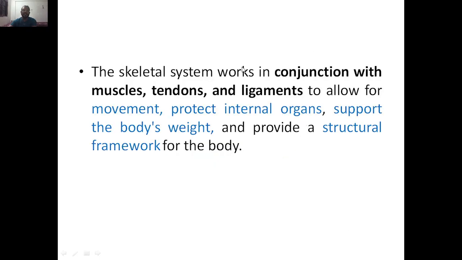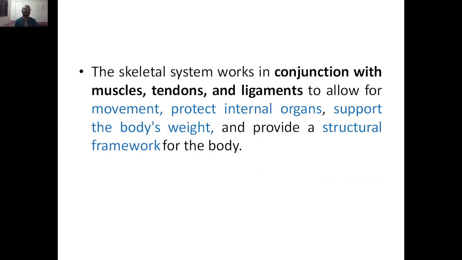So the skeletal system works in conjunction with the muscles, tendons and ligaments. That means the skeletal system, in order to perform its proper function for our whole body, has to combine with the muscles and the tendons, where tendons will bridge the gap between the bone and the muscles. And then the ligaments play a very important role. That means they will restrict the excessive movement of the bones. They will join the bones and act as a proper placement, to allow for movement, protect internal organs, support the body's weight and provide a structural frame of the body.